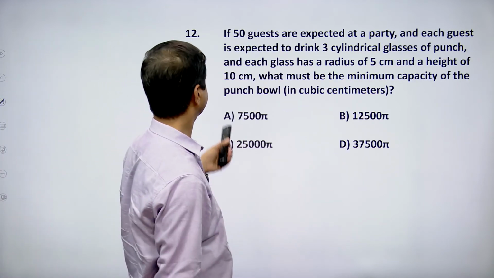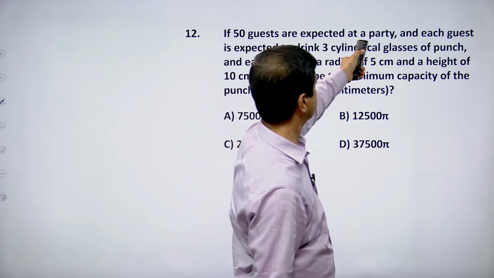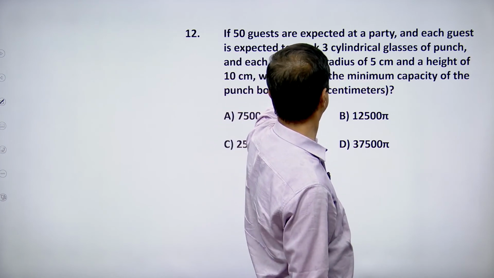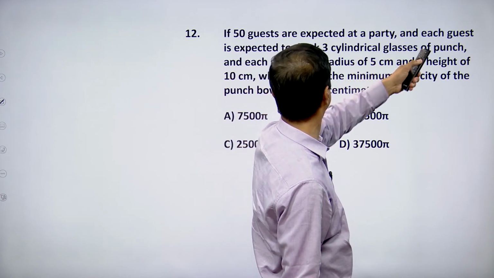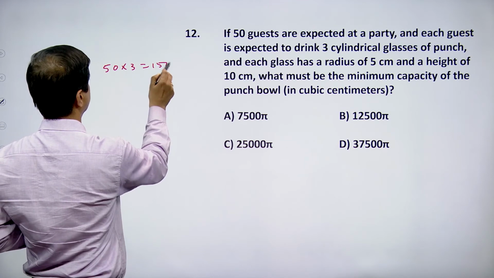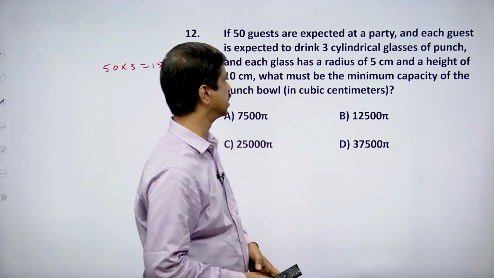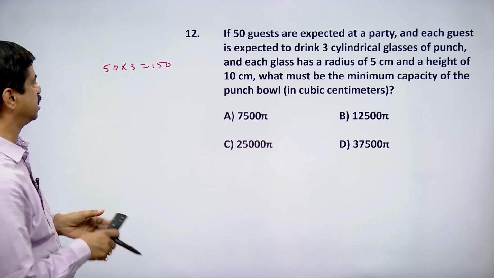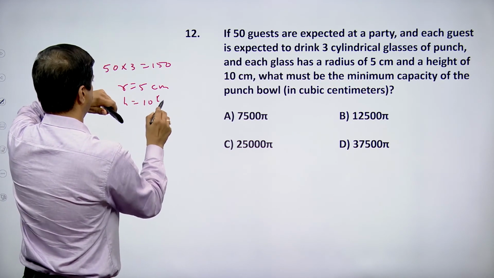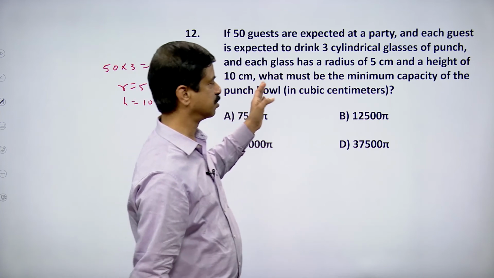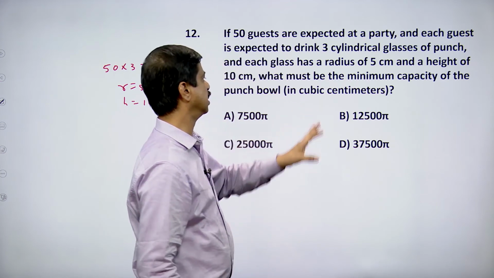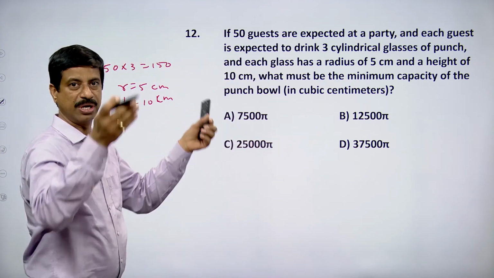If 50 guests are expected at a party and each guest is expected to drink 3 cylindrical glasses of punch. So, 50 and each guest is taking 3 cylindrical glasses. So, 150 cylindrical glasses of punch they are going to take all together. And each glass has radius of 5 centimeters, height is 10 centimeters. What must be the minimum capacity of the punch bowl in cubic centimeters? So, the bigger bowl in which that punch is kept.